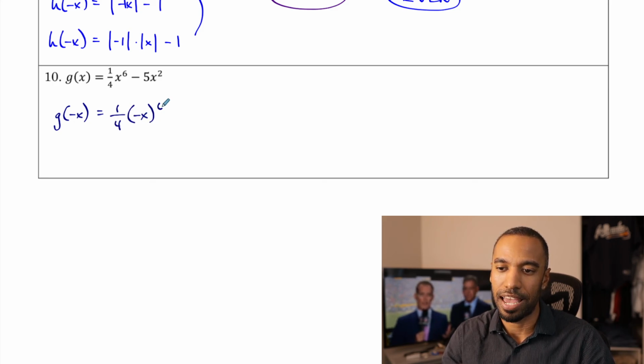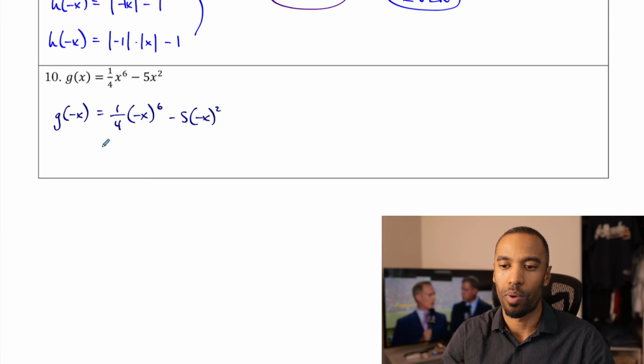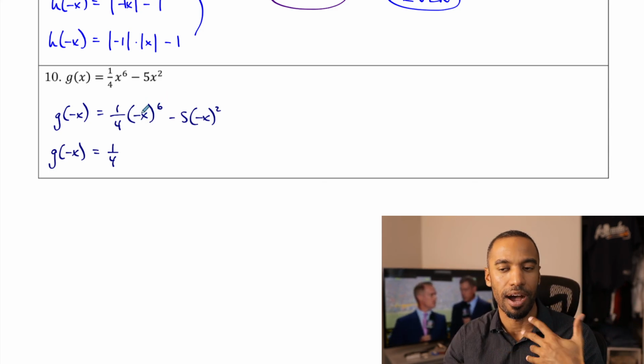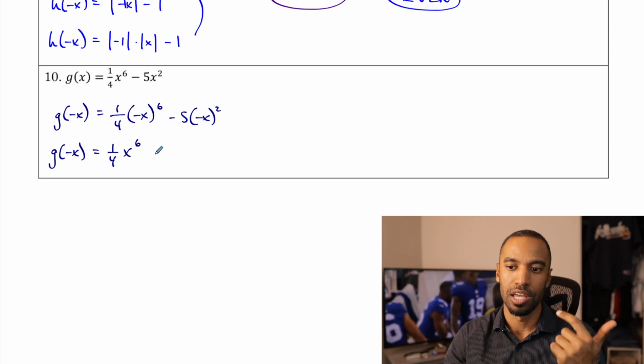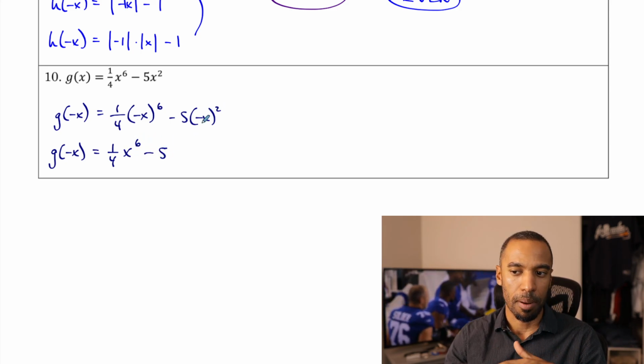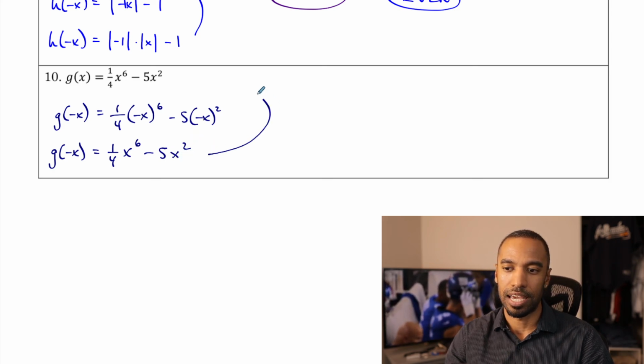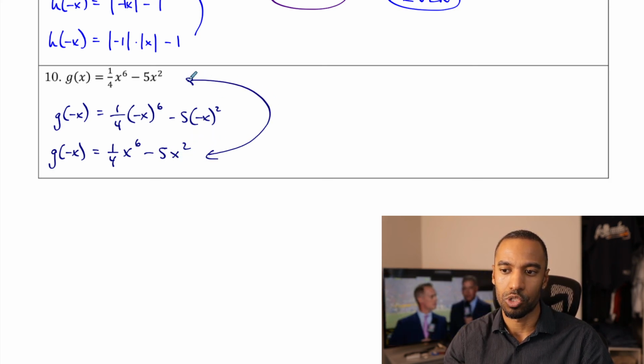G of negative x equals 1/4 times negative x to the 6th power minus 5 times negative x squared. Let's see it. Hey, this is why they always work, because you raise to an even power, this becomes a positive result. So this becomes x to the 6th. Minus 5 times, remember, do this part first, negative x quantity squared is x squared. And guess what? You got the same thing out, identical to this one right here. Because they're identical, this is an even function.